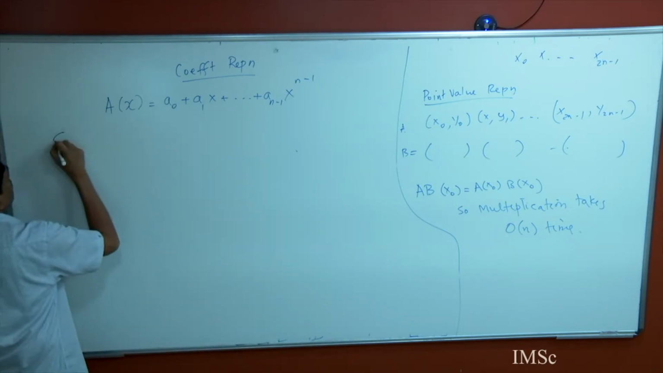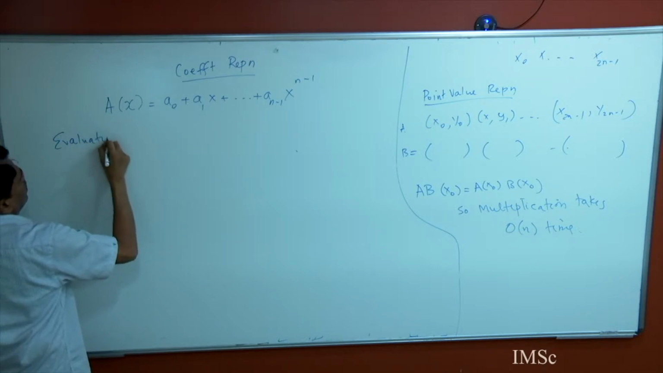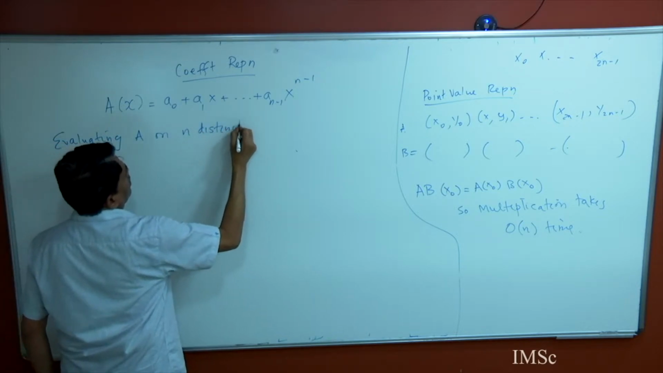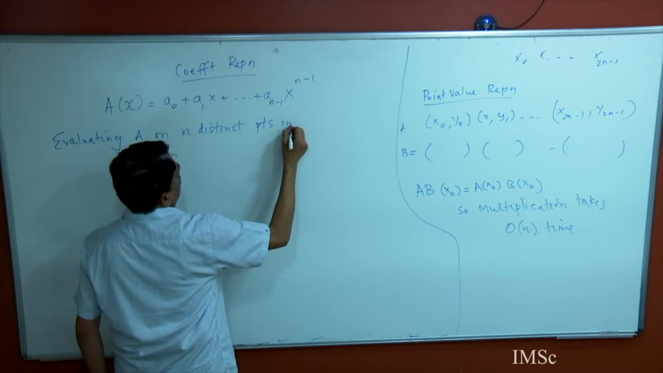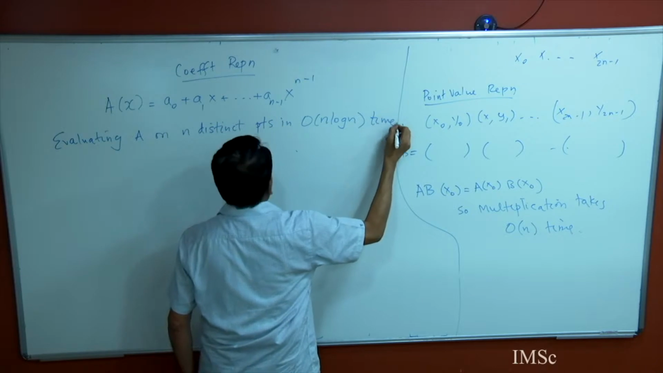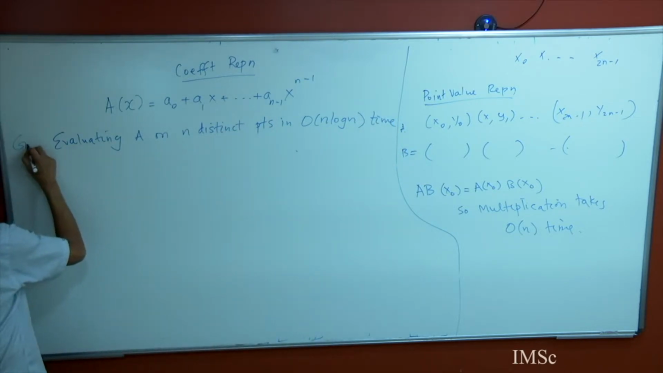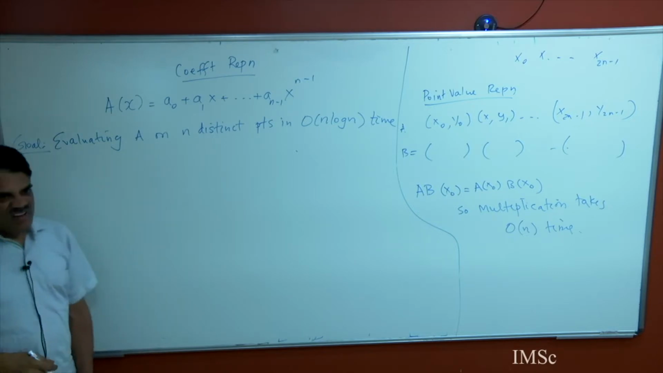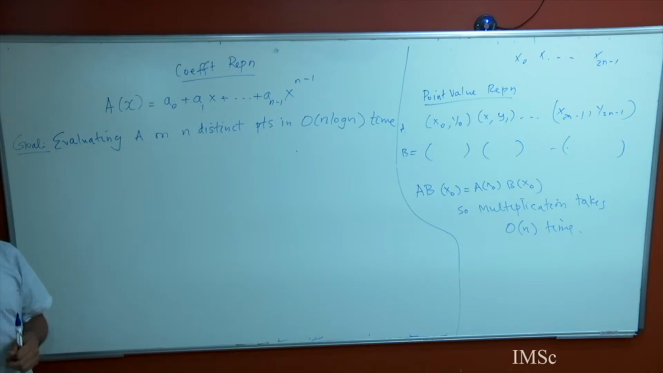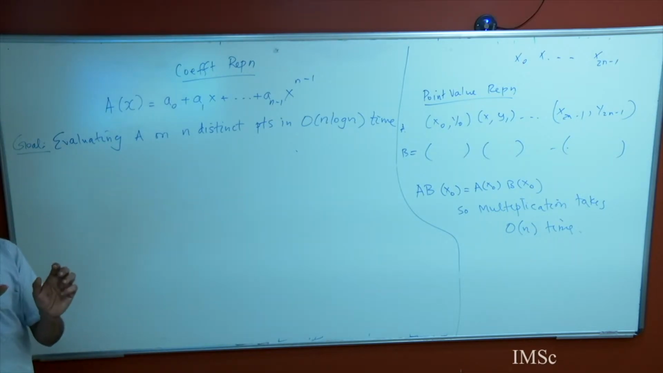So, evaluating A on n distinct points in n log n time, that is our goal. And n log n immediately tells you what sort of recurrence we are aiming for, right? We've seen it in merge sort and various other problems. So, we want to divide the problem into 2 halves and then put them together in linear time.